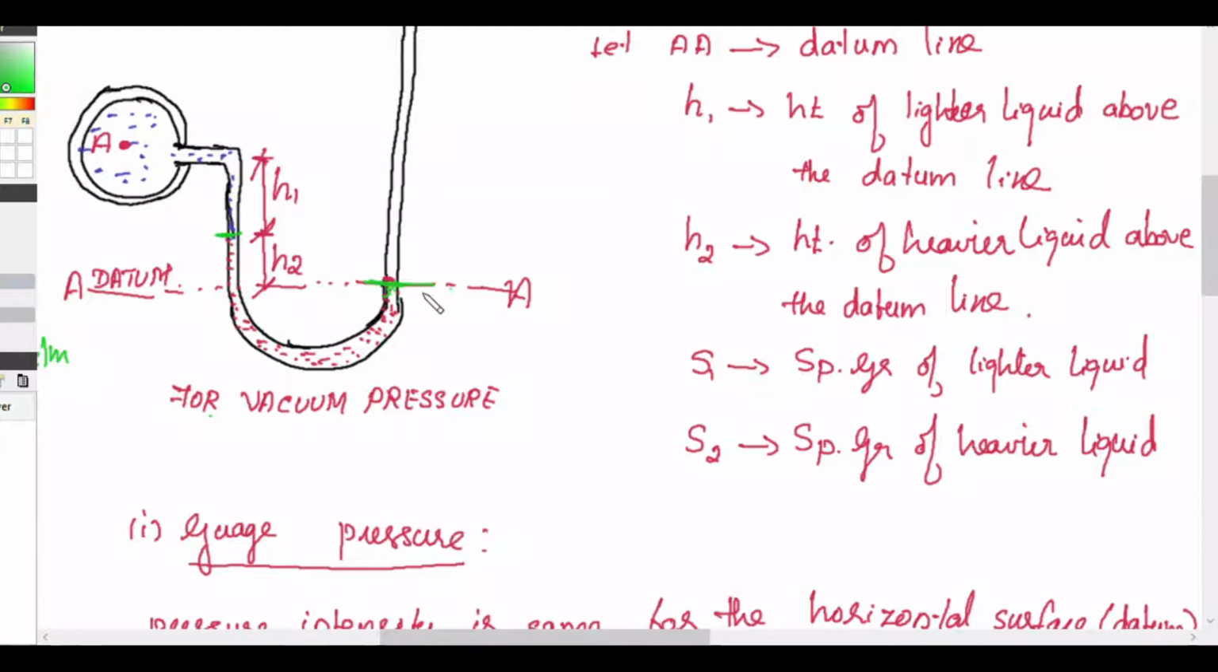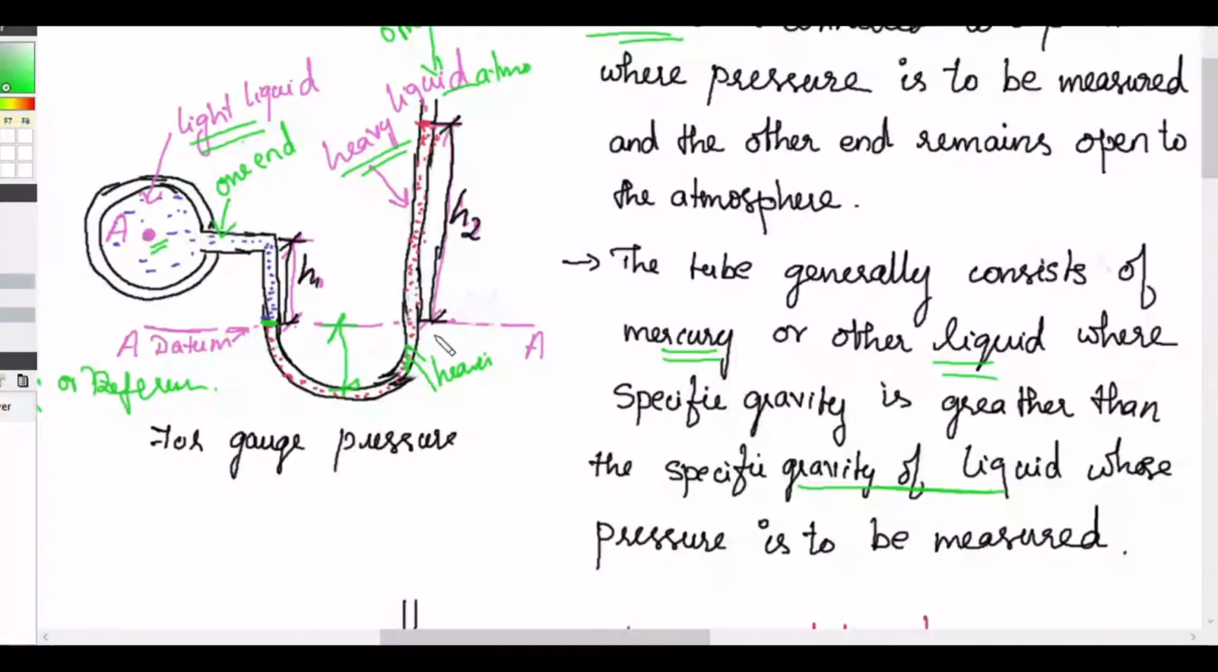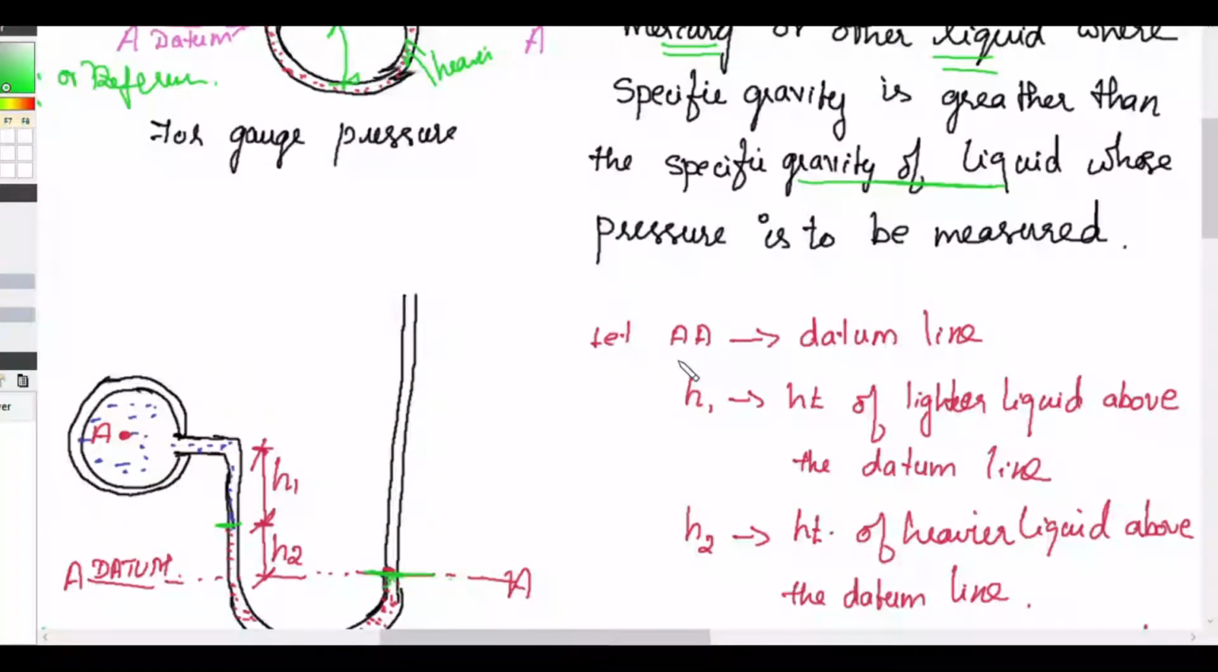So, this will be taken as the datum. In the first case, the separation will be taken as the datum. Now, see AA is our datum line. In both the cases, AA is the datum line, but you should know where to take the datum line. If the heavier liquid rise is above A, you take the separation. If it is below A, take the top of the heavier liquid. That is your datum line.